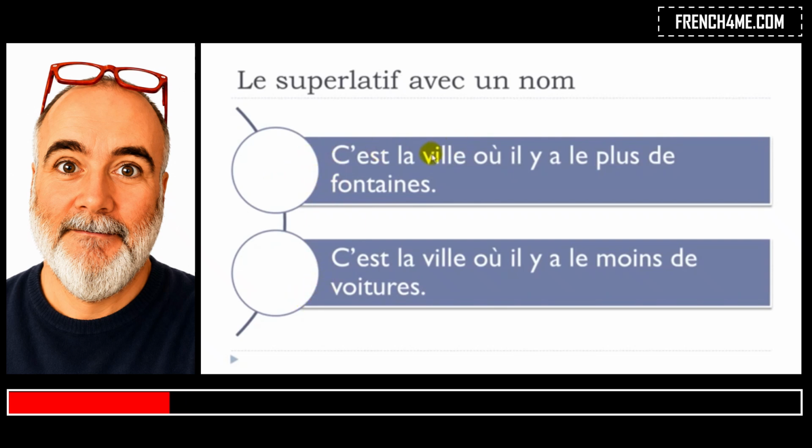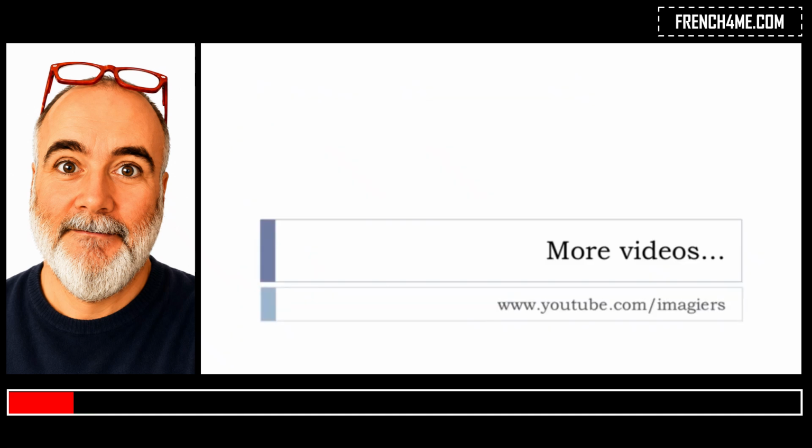Okay, so c'est la ville où il y a le plus de fontaines. C'est la ville où il y a le moins de voitures. Okay, and that's the way that you can use if you want to construct this superlatif avec un nom. Okay, so it's quite easy. I hope it was clear.